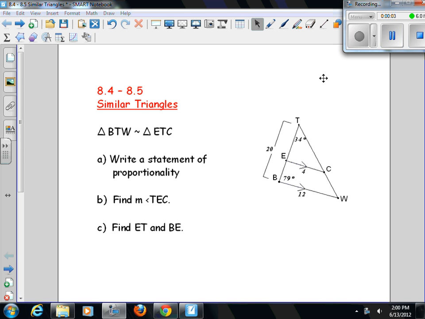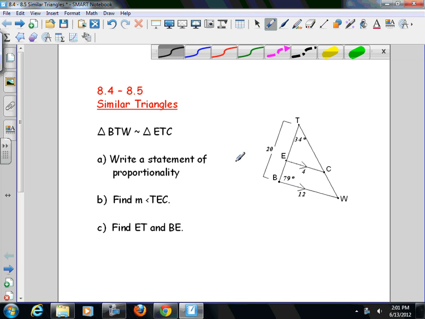Today we're going to continue our discussion of similarity, talking about similar triangles. You're given this diagram and the statement, triangle BTW is similar to triangle ETC. What we'd like to do is write a statement of proportionality. Now, I'm going to write out a lot of the things I see happening here.